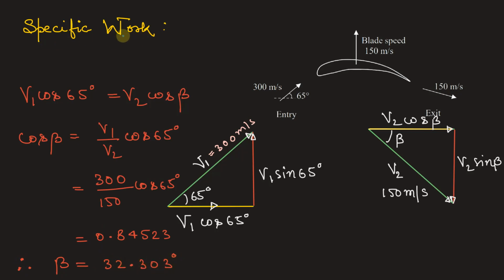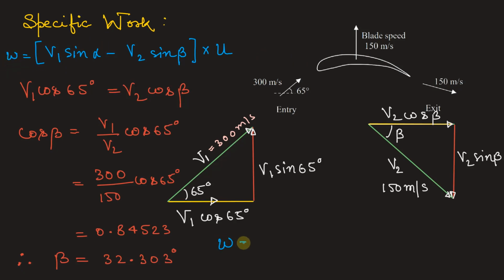32.303 degrees. So the specific work, which is the work per unit mass, is given by V1 sin alpha minus V2 sin beta multiplied by the blade velocity u, which is 150 meter per second in the problem. So let's say this be small w. So specific work will be equal to V1 sin alpha, that is 300 into sin 65 degrees, minus V2 sin beta. So V2 is in the opposite direction. So let's write minus 150 for V2 sin beta, and beta is 32.303 degree, whole multiplied by the blade velocity, which is 150 meter per second in this problem.